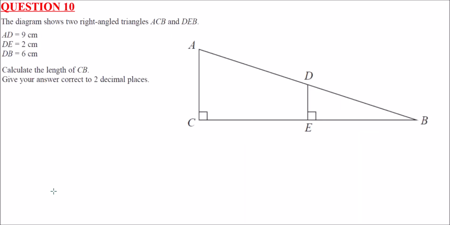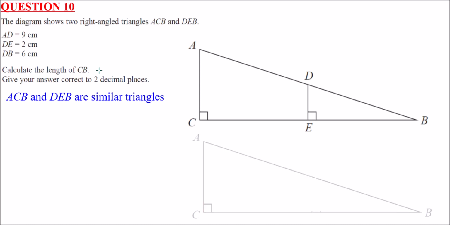Question 10. The diagram shows two right-angled triangles, ACB and DEB. The key insight here is that these two triangles are similar. So BED is just BCA shrunken down. Or you can imagine that ABC, the large one, is an enlargement of BDE, with the centre of enlargement being at point B. They've got the same angles, so they are all similar.